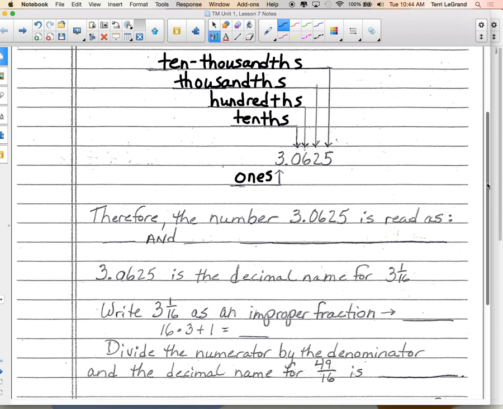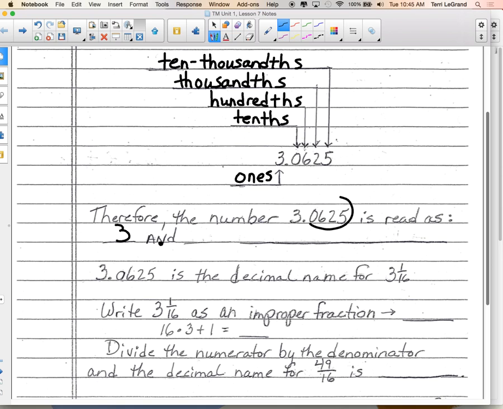So the number 3.0625 is read as 3 and, in other words, the decimal point gets replaced with the word and. Put a decimal point there, right there, that and. 3 and. So just so you know, this is wrong when people say this. 101. That's wrong. Because and always stands for the decimal point. So it's 101, not 101. And is a decimal point.